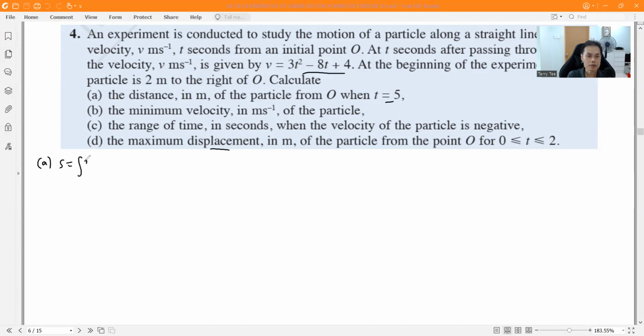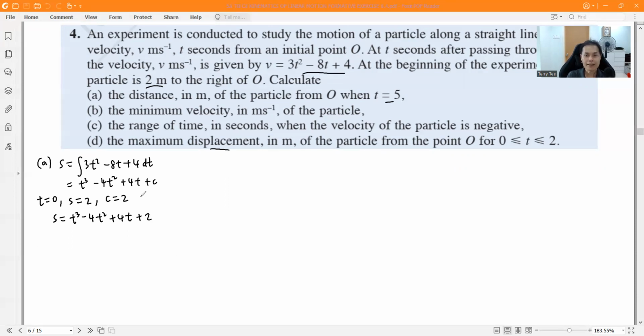Finding the displacement function from the velocity function requires us to integrate the velocity. When I integrate this, I get t to the power 3 divided by 3, then t to the power 2 divided by 2, and 8 divided by 2 is 4, so minus 4t, plus c. When you start the clock, the particle is 2 meters to the right of O. That means when t is 0, s is 2. Picture this, 2 meters to the right is positive. What's your c? Your c is 2. Therefore, my displacement is t cubed minus 4t squared plus 4t plus 2. This is my displacement function.